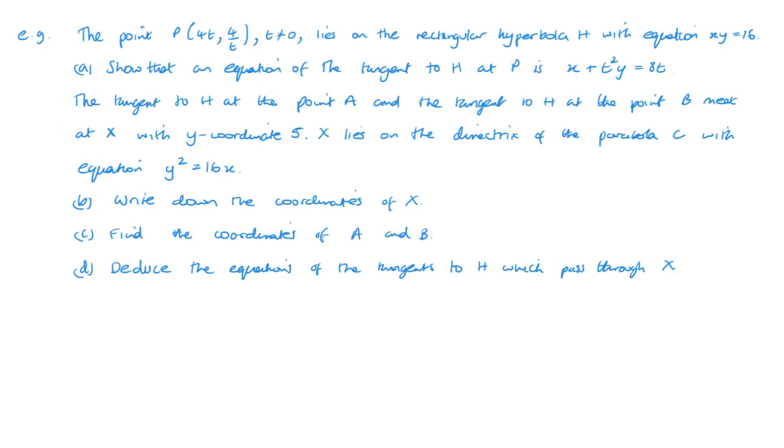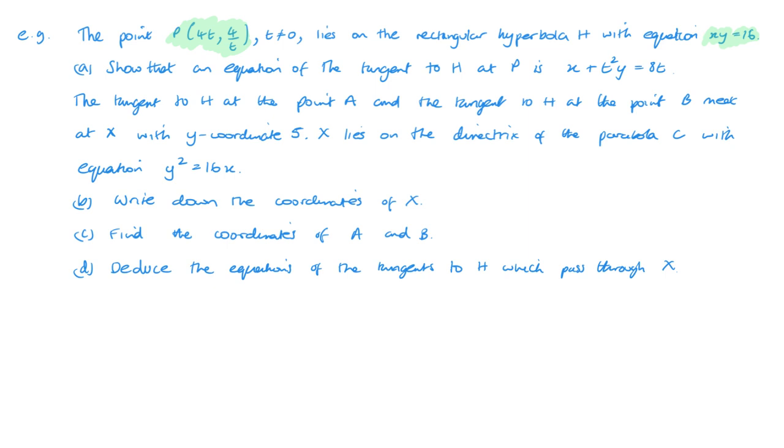Okay, here we have the final example. Now it's a past paper question. Let's have a look at it. So we've got the point P, (4t, 4 over t), which lies on the rectangular hyperbola H with equation xy equals 16. Show that an equation of the tangent to H at P is x plus t squared y equals 8t.